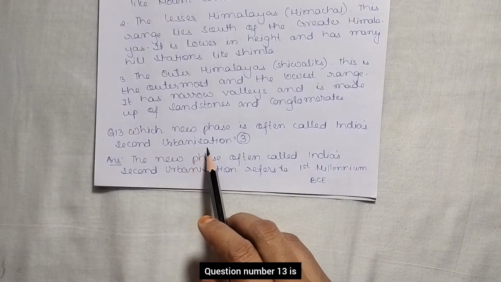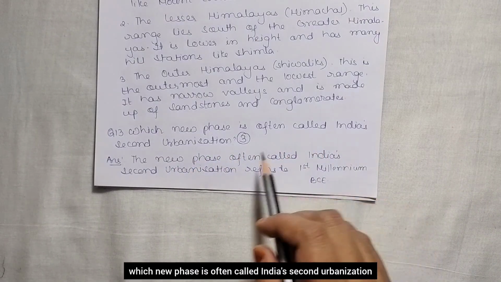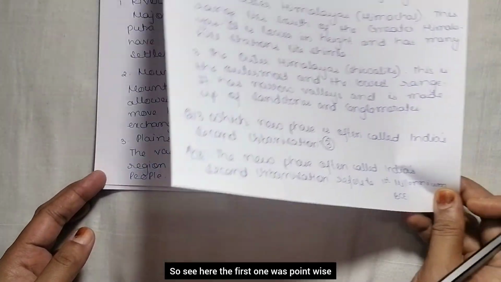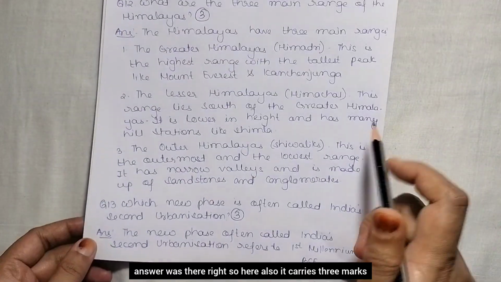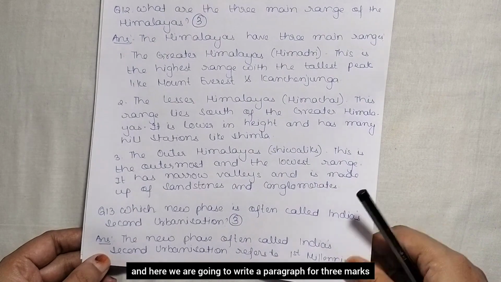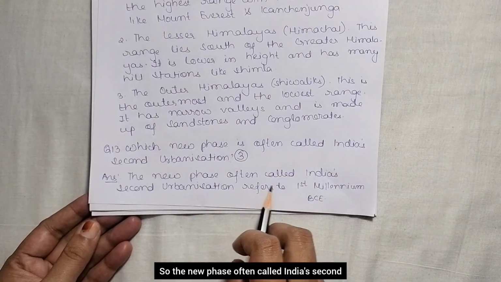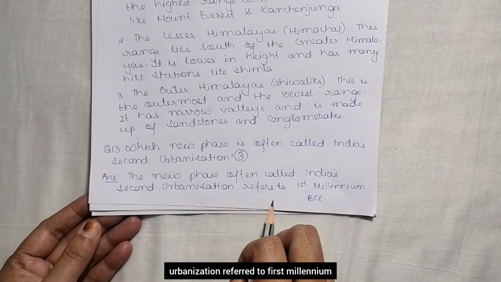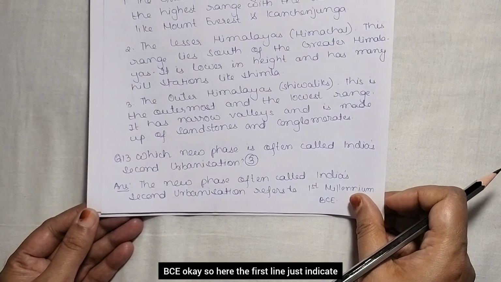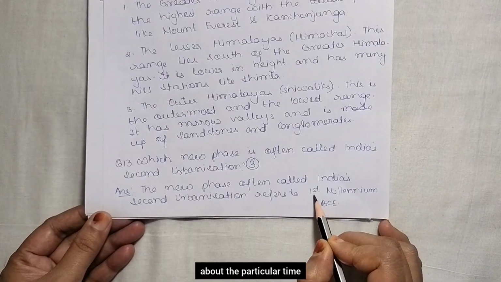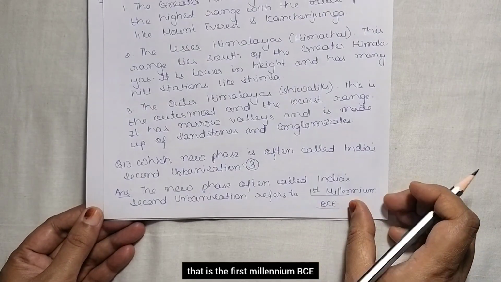Question number 13 is, which new phase is often called India's second urbanization? So see here, the first one had a point-wise answer, right? So here also it carries 3 marks, and here we are going to write a paragraph for 3 marks. So the new phase often called India's second urbanization refers to the first millennium BCE. Okay, so here the first line just indicates the particular time, that is the first millennium BCE.